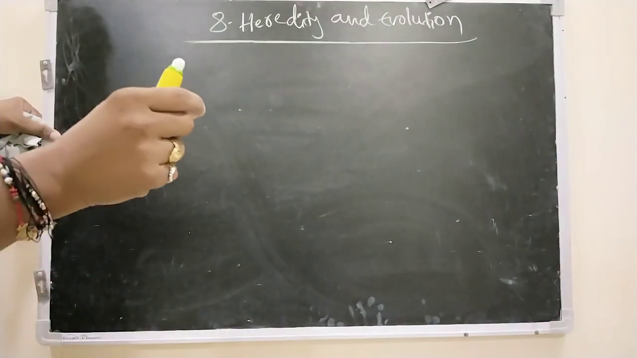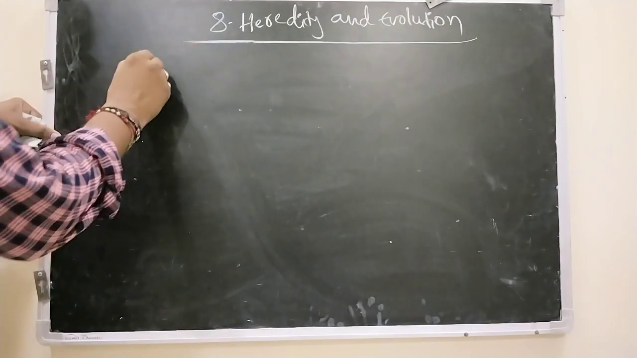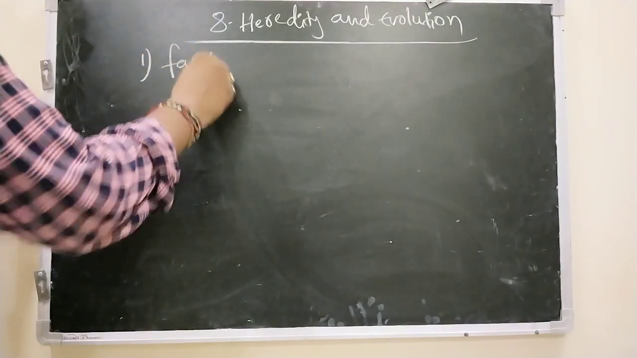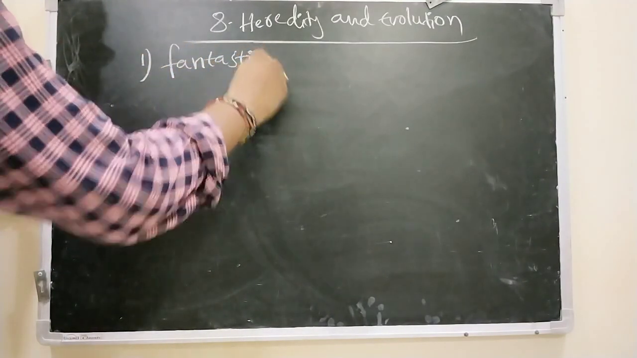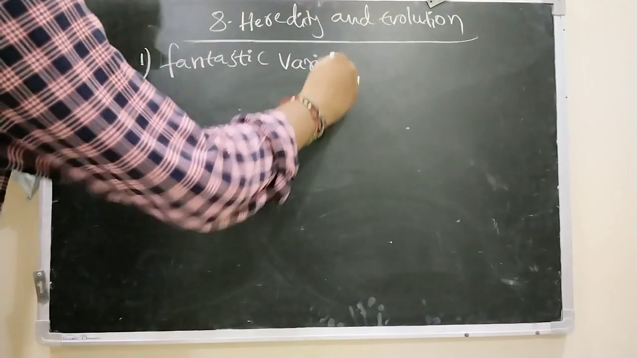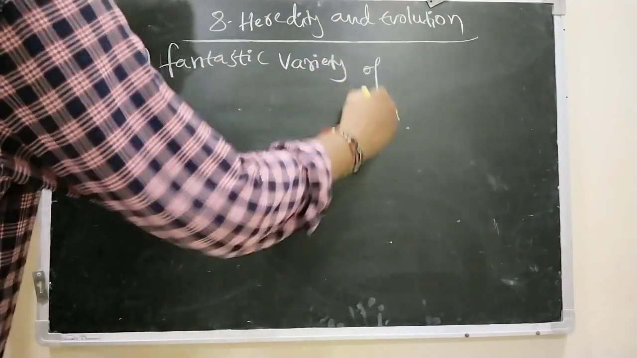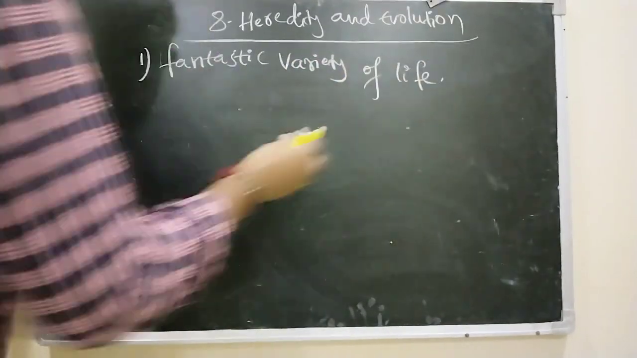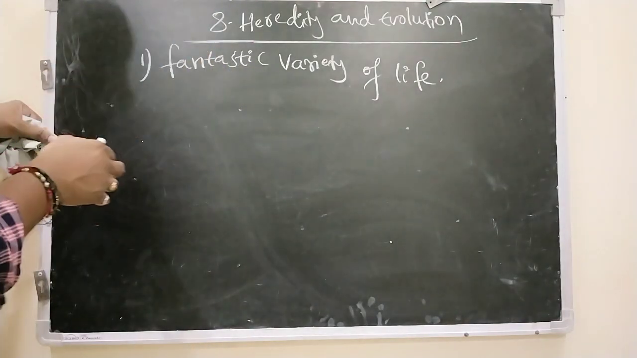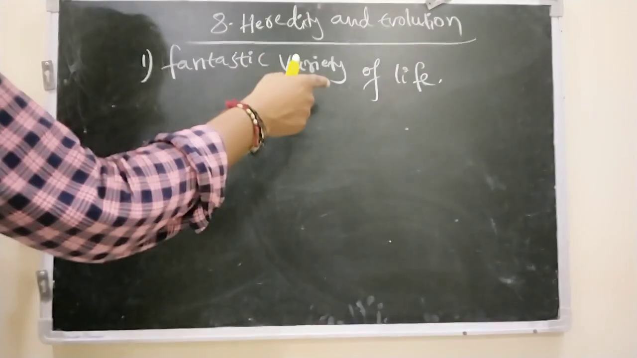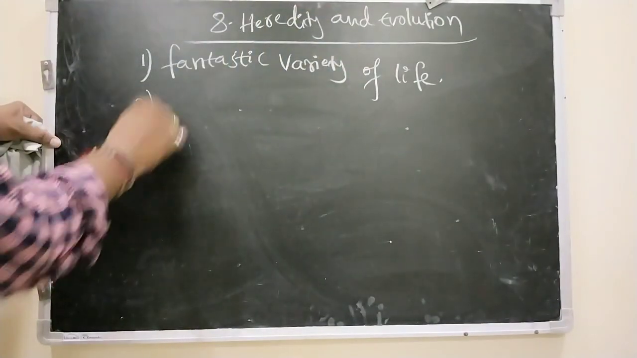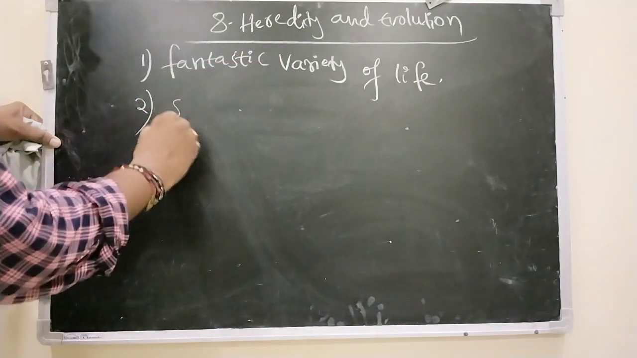Two things in this world make us feel surprised. One is the fantastic variety of life, which means different types of organisms are present in our surroundings. We are not alone in the surroundings; along with us, different types of organisms are there, surviving, and there are similarities among them.